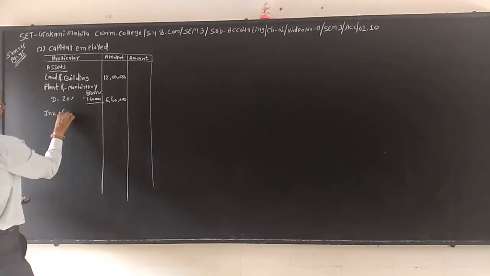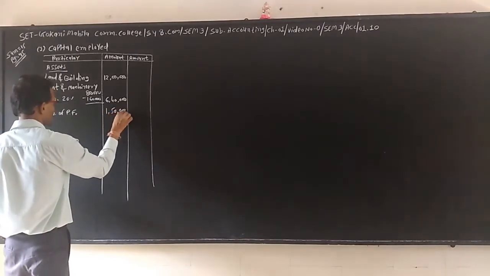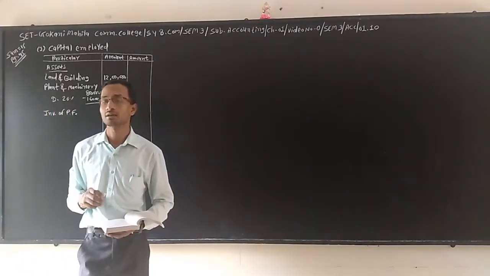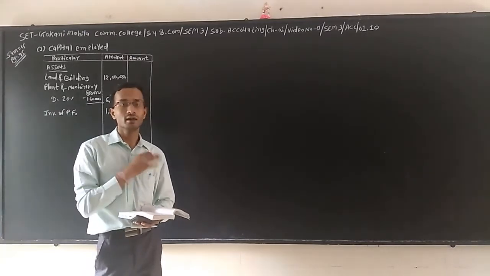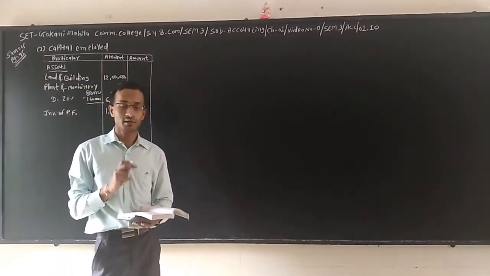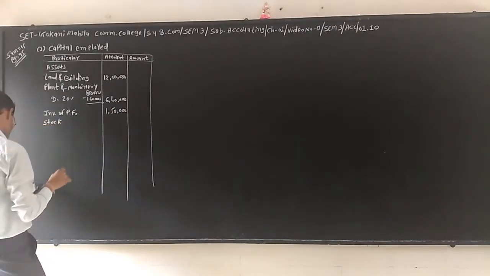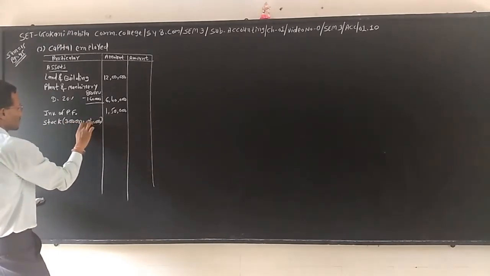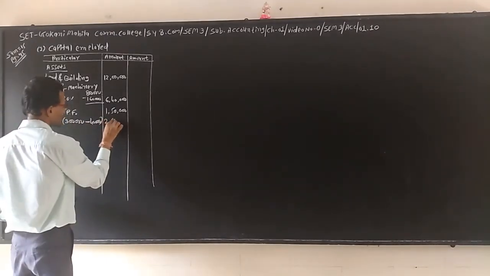Investment of provident fund, 1,50,000 rupees. 15% debenture of Bansi Limited: Bansi is an external investment. External investment is not included in capital employed, only internal investment is included. Stock 3 lakhs 40,000 rupees, minus the items with no value, 2 lakhs 16,000.